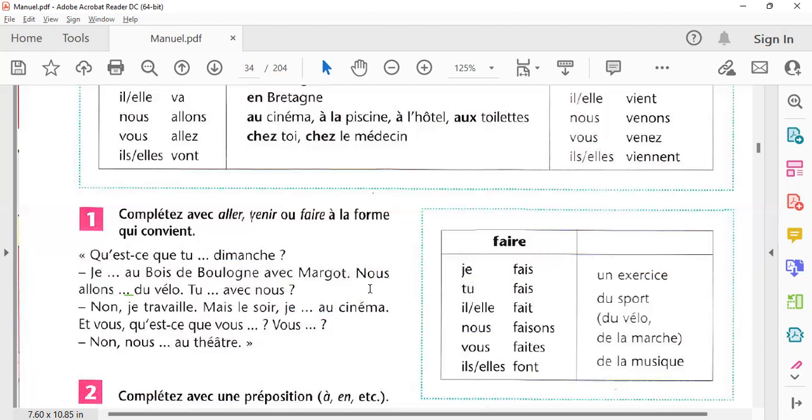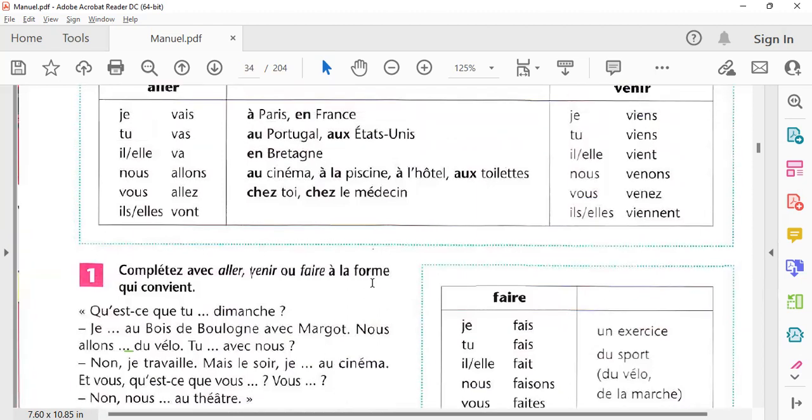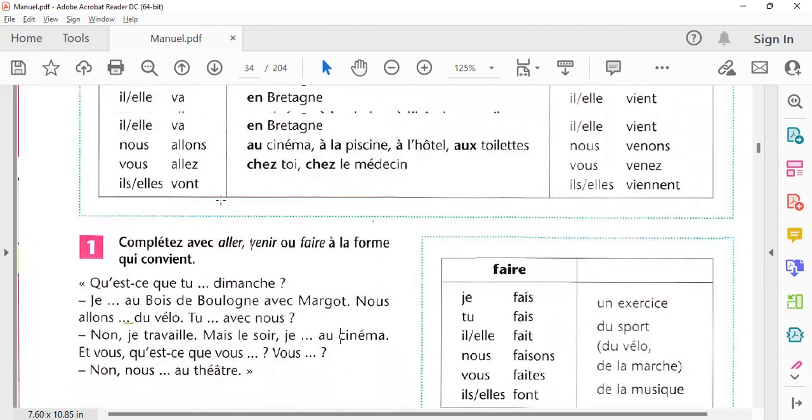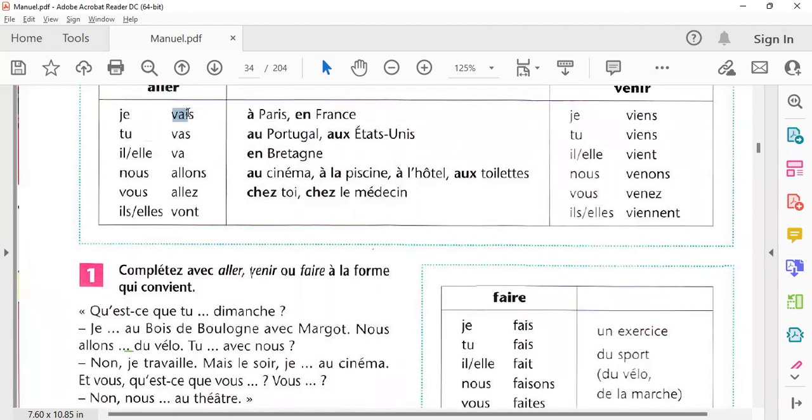So what do you think? What should come here? Je vais. Well done, just improve your pronunciation. Je vais. So this word will come here. Je vais au cinéma. What would it mean? How can you translate this small sentence? Je vais au cinéma.